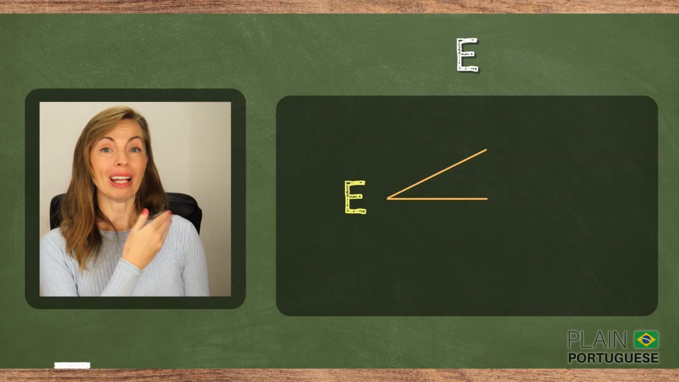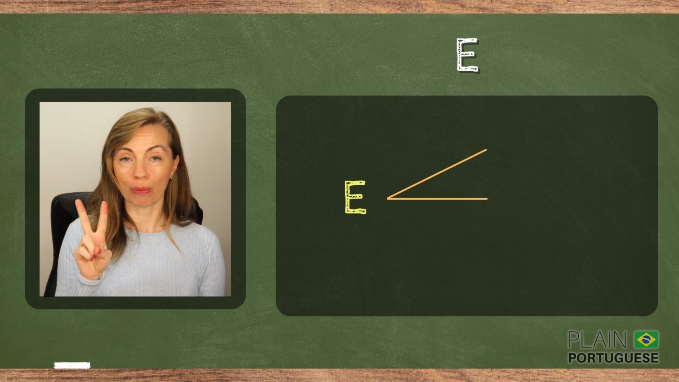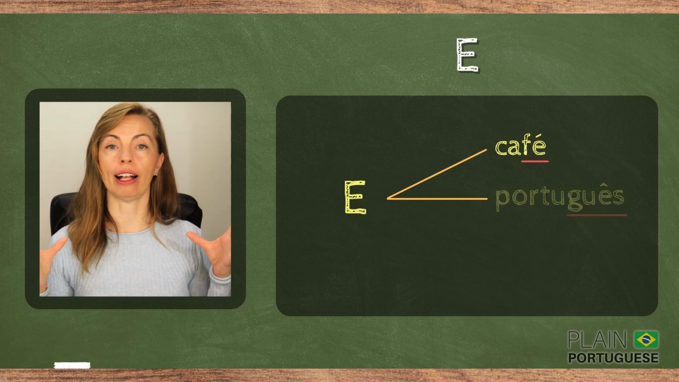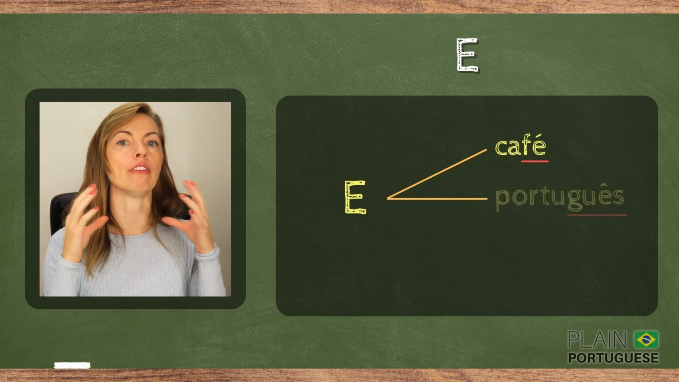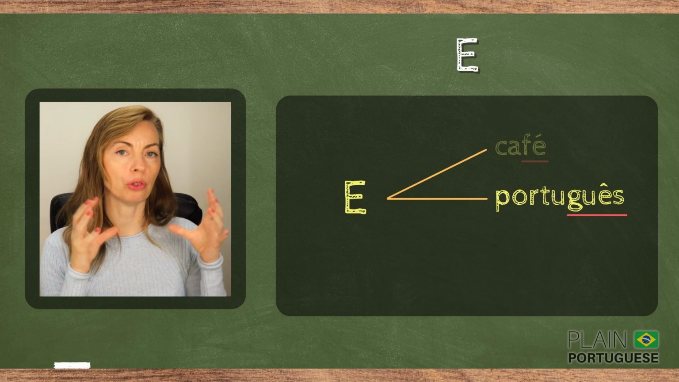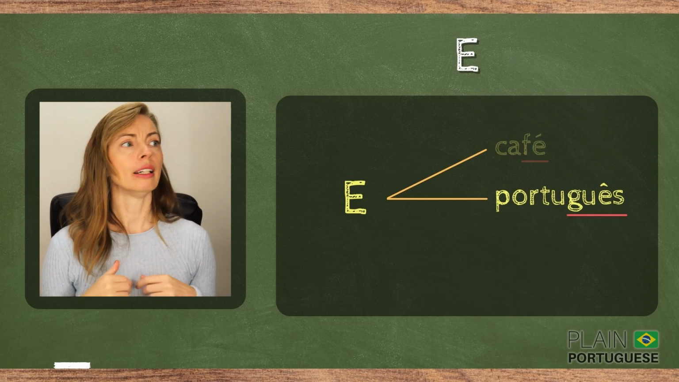The letter E has two possible pronunciations and in some dialects, a third possible one. Let's see the standard pronunciations first. When stressed, the letter E has two possible pronunciations depending on the particular word. For example, café, open sound, E, café. Português, closed, português. Well, and if there are no written marks, how should I know if it's open or closed? Well, in most cases, you just have to memorize whether it's open or closed sound.